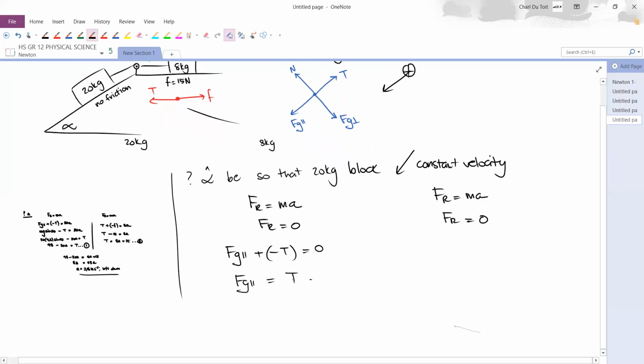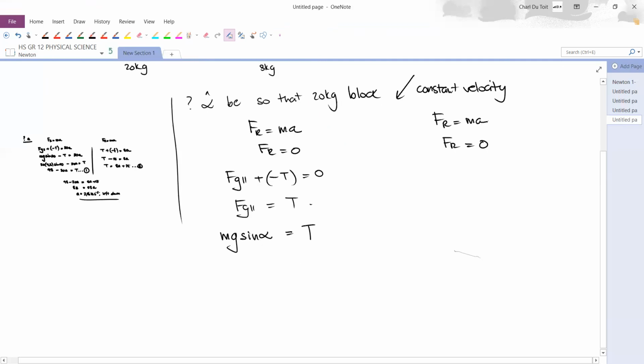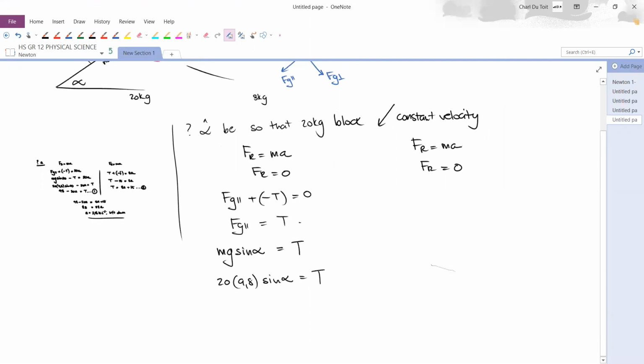This is my first equation. I can expand that parallel force and say that is mg sine alpha, and that's the tension in the rope. And that is 20 kg times 9,8, and then sine alpha. I don't have that alpha. And that's the tension in the rope. That's my first equation. And that comes from the 20 kg block.